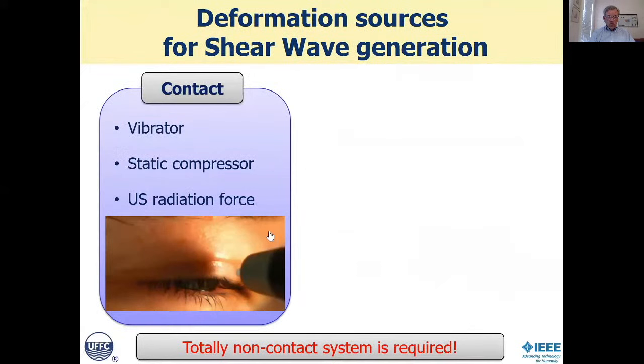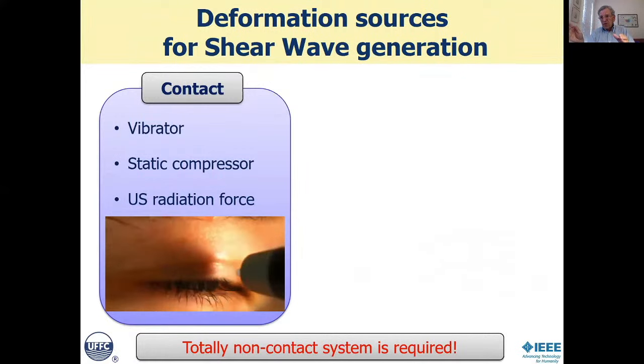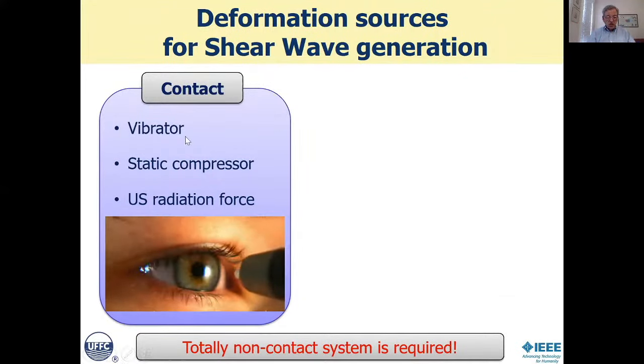Okay, so we're going to image. All right, we're going to be quantitative by mapping these propagating waves. How do we create them? So we need a deformation source. Well, as I showed you, there's a number of different ways to make the deformation.